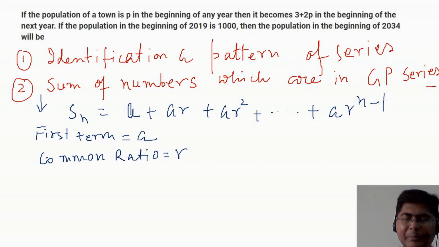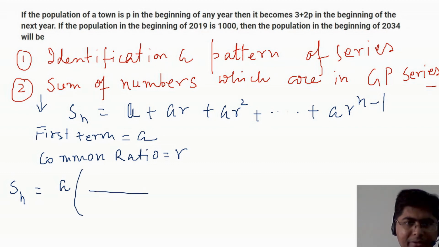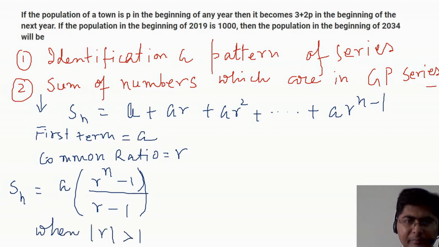So what will be the value of this Sn? Sn means the summation of all the numbers in a GP series. It will become Sn is equal to A multiplied by, in a bracket, r to the power n minus 1, and the denominator should be r minus 1. So this is possible when r is greater than 1.